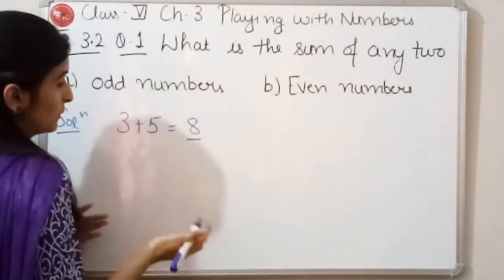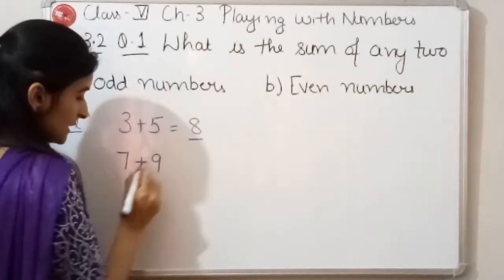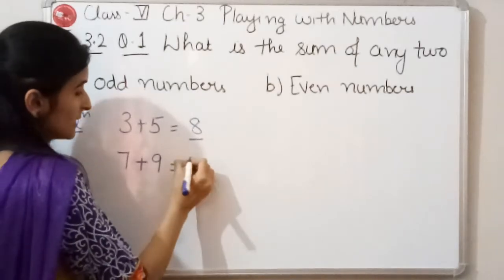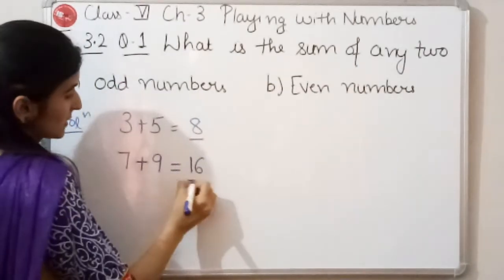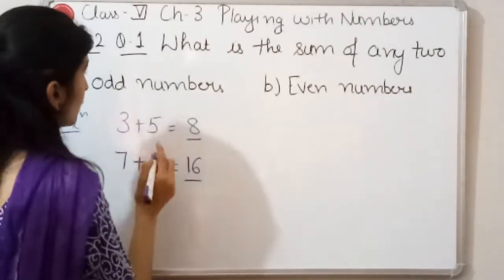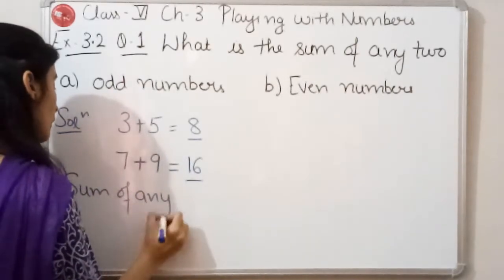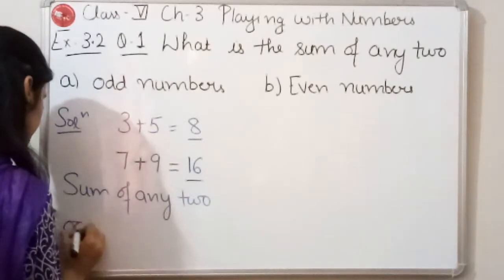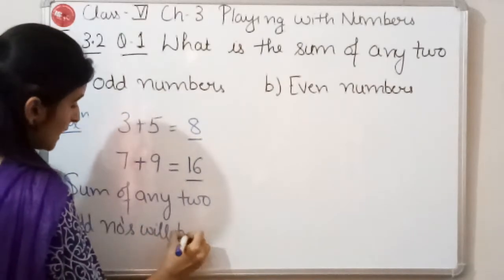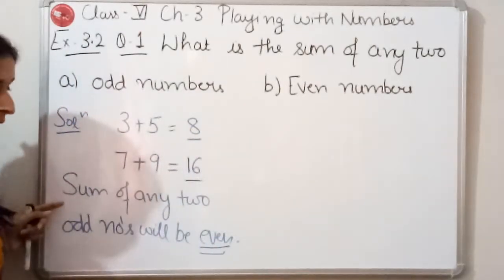Now let's take some more odd numbers, like I am taking 7 and 9. 7 and 9 are odd numbers and their sum will be 7 plus 9 is 16. So 16 is again an even number. So sum of any two odd numbers will be an even number.